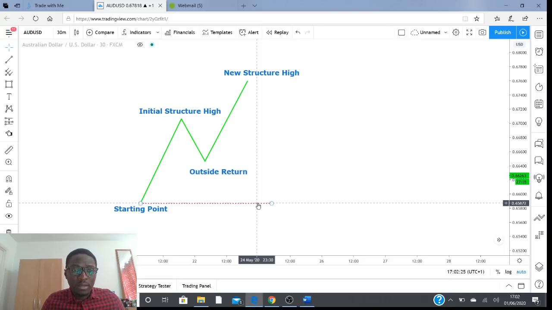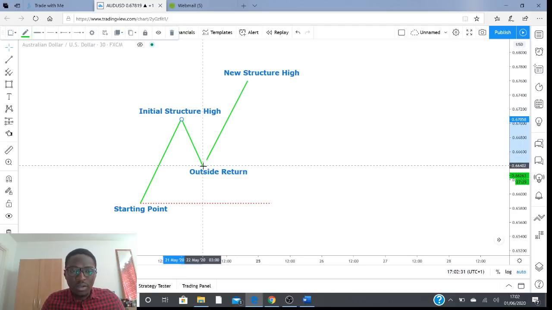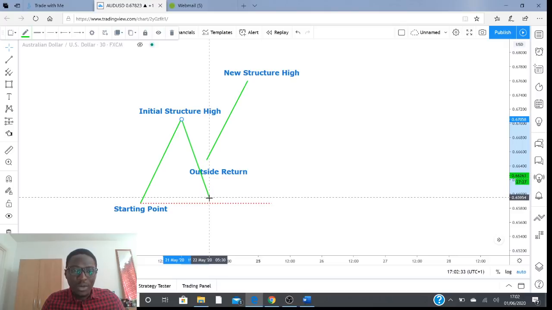The first rule of a bullish structure is that the outside return must not touch the starting point at any time. It shouldn't touch, it shouldn't cross, it shouldn't exceed. It can come as low as possible to that line, but it shouldn't touch the starting point.